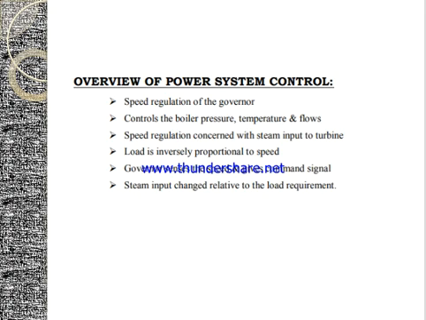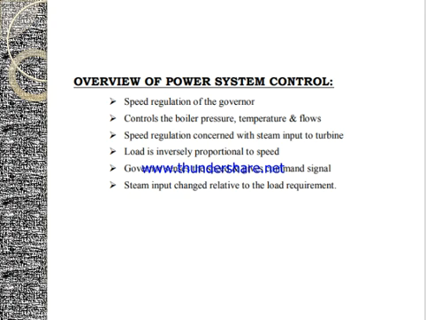Regarding power system control, we have several different control actions which have to be performed in order to obtain safe electricity generation, transmission and distribution. The different power system control actions executed are speed control of the governor, speed regulation of the governor, control action on the boiler pressure, temperature and flows. Then the speed regulation concerned with the steam input to the turbine.